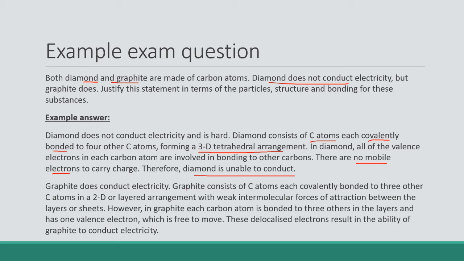Compare that with graphite, which does conduct electricity. It consists of carbon atoms, each covalently bonded to 3 other carbon atoms in a 2D or layered arrangement with weak intermolecular forces of attraction between the layers or sheets. However, in graphite, each carbon atom is bonded to 3 others in the layers and 1 valence electron is free to move. These delocalized electrons result in the ability of graphite to conduct electricity. So because of the differing structure and the different bonding, diamond and graphite have very different physical properties. And this question is about conducting electricity.